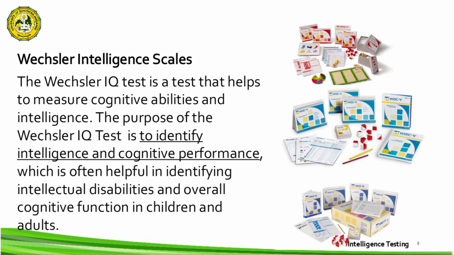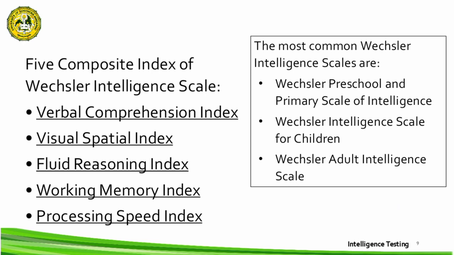This Wechsler Intelligence Scale was already discussed, yung psychometric properties niya, from the previous reporters. Also, this Wechsler Intelligence Scale measures different composite indexes. Yes, there are the verbal comprehension index, visual spatial index, fluid reasoning index, working memory index, and processing speed. The most common Wechsler Intelligence Scales are the Wechsler Preschool and Primary Scale of Intelligence for preschool students, the Wechsler Intelligence Scale for Children, and the Wechsler Adult Intelligence Scale.